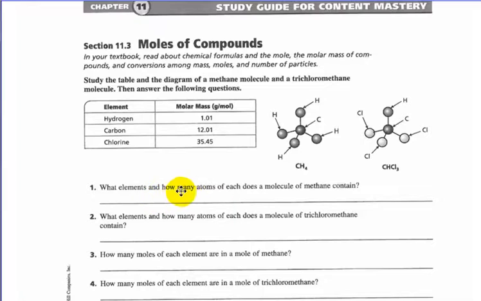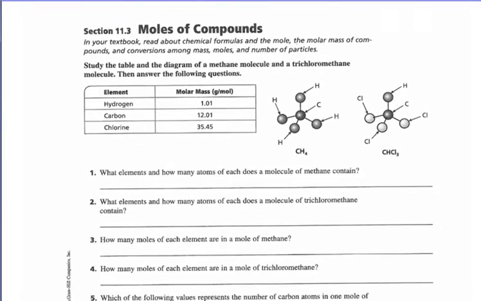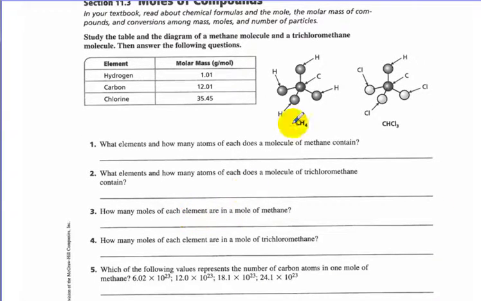What elements and how many atoms of each does the molecule of methane contain? So here's methane. Of course you can see we have 1 carbon and 4 hydrogens for 1 molecule of methane. And the question asks the same thing about trichloromethane there. So fairly straightforward. Then of course, how many moles of each element do we have?